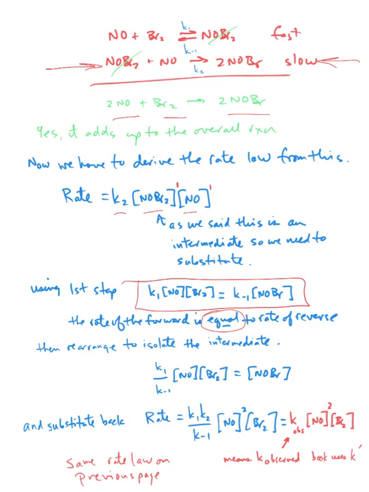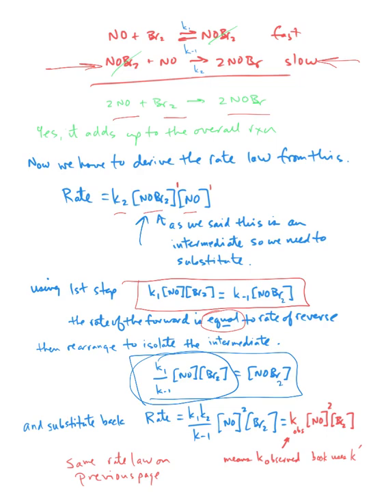Now you have to rearrange this and isolate the intermediate. So the intermediate is NOBr2. I keep making mistakes. I'm really sorry about that. So I want to rearrange it to isolate the intermediate, NOBr2. So I put the k minus 1 in the denominator on the left, and you can see that this expression is equal to the intermediate. So that expression that I just circled gets plugged into the proposed rate law there.